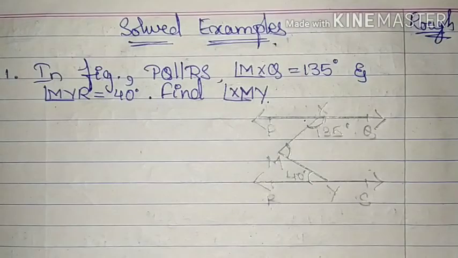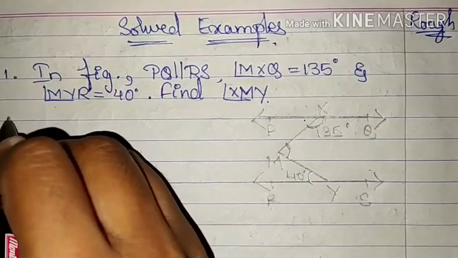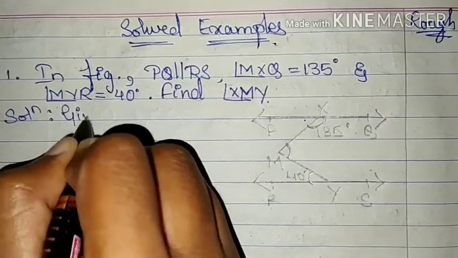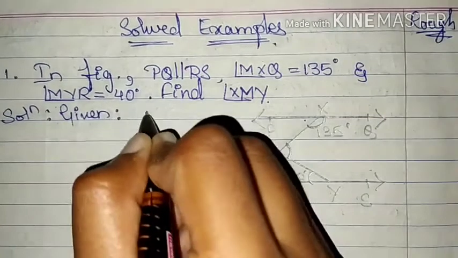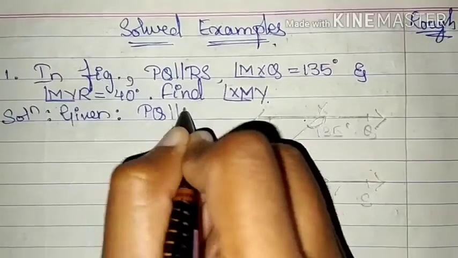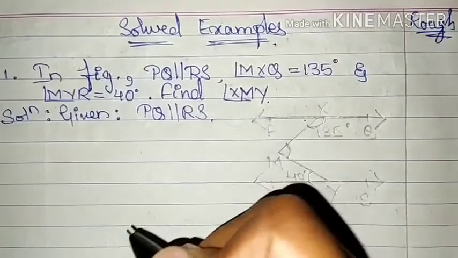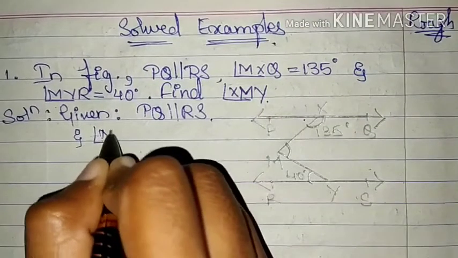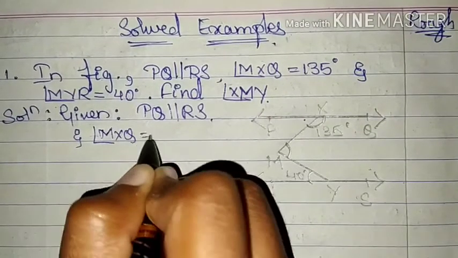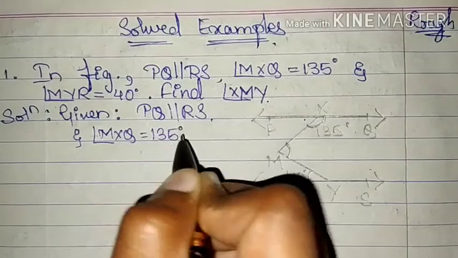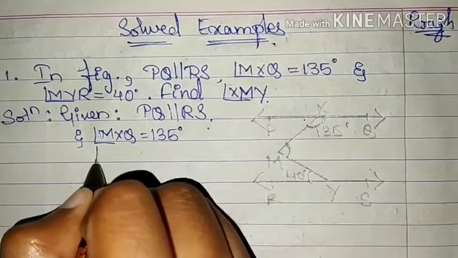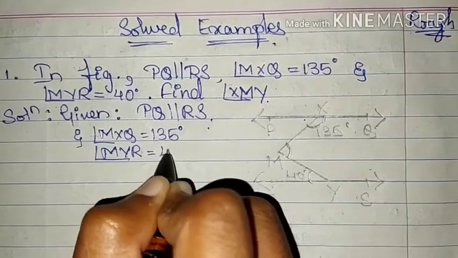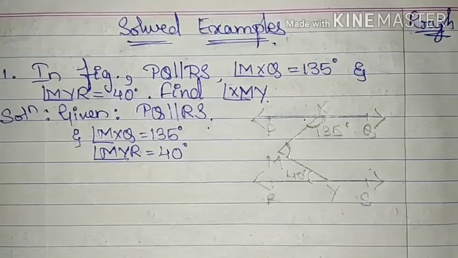So first let us write down given. Solution. Given: PQ is parallel to RS and angle MXQ is equal to 135 degrees. Angle MYR is equal to 40 degrees. This is given to us.